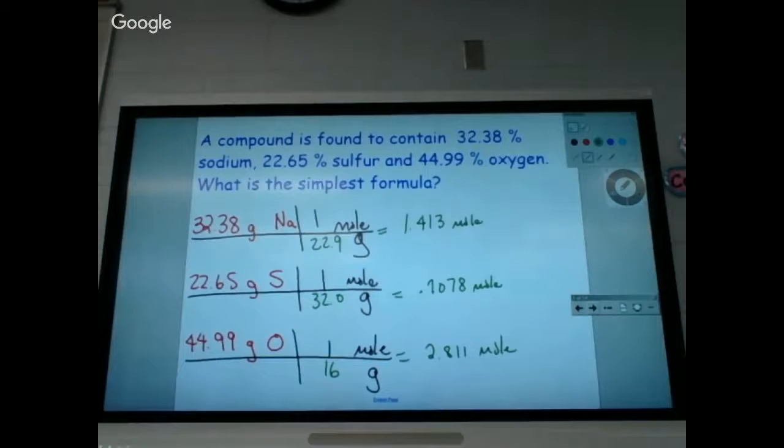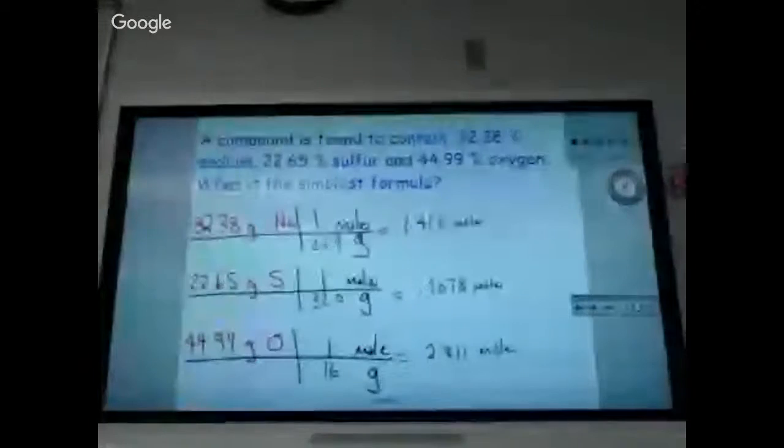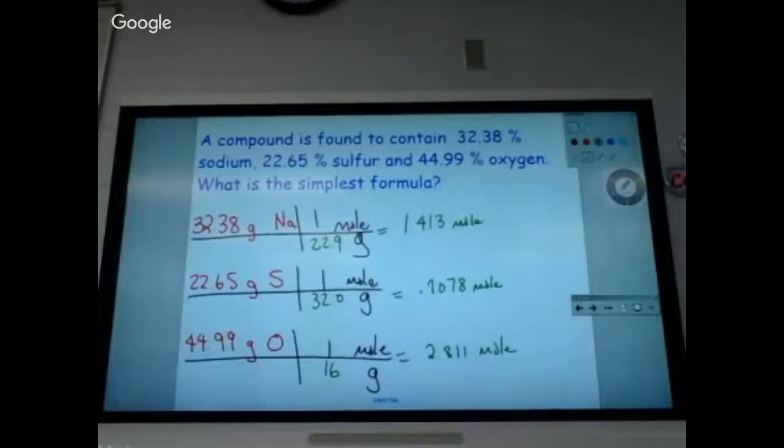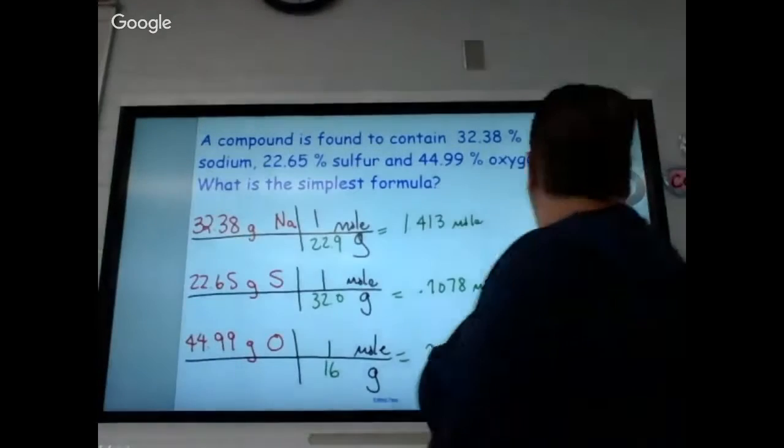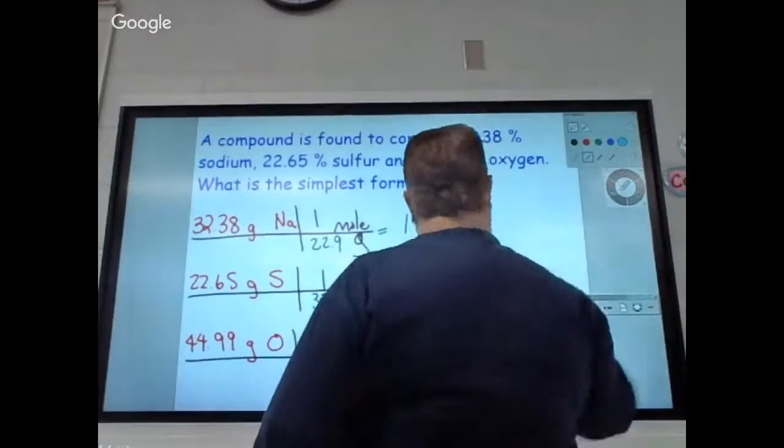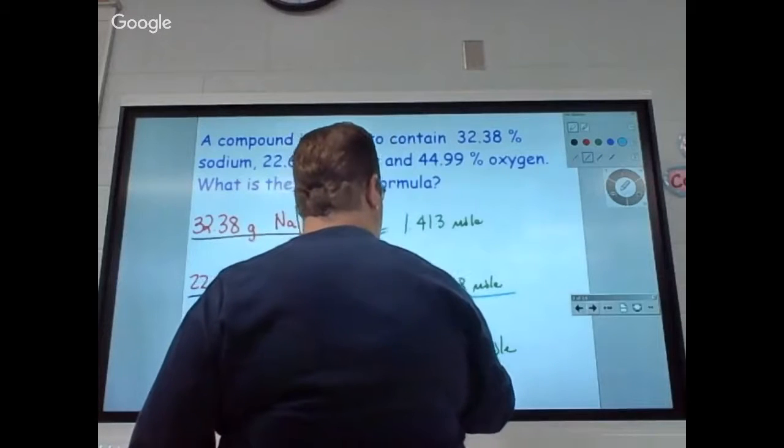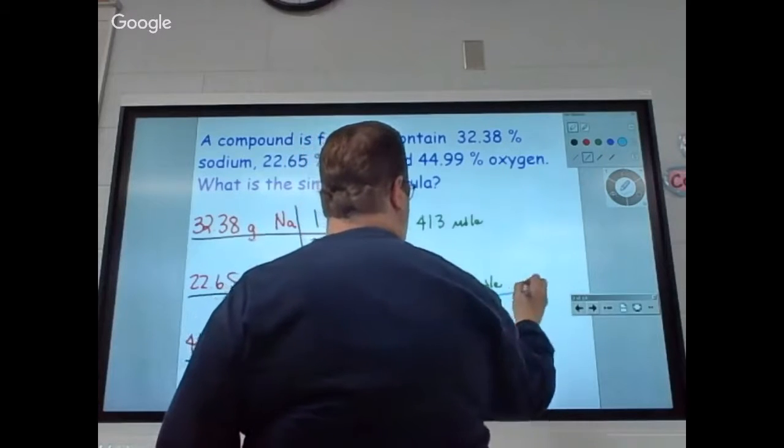All right. Anybody lost by step 2? So we converted them all to moles. Everybody okay with step 2? All right, so step 3 is to do what? Divide by the smallest number. So which one is the smallest number out of those 3? 0.7. Okay, so we're going to divide by 0.7078, and we get what?